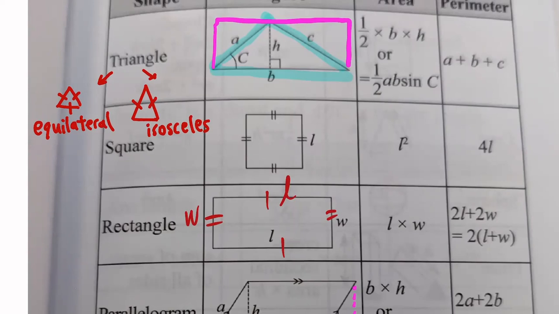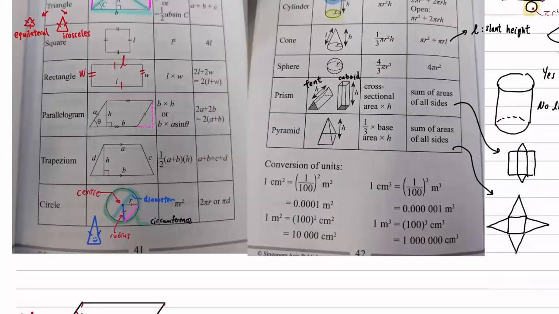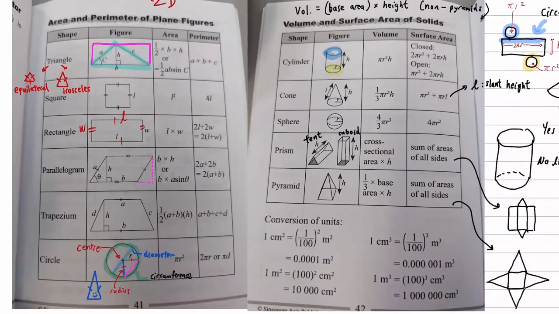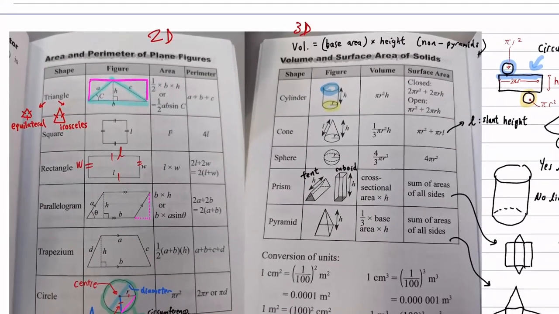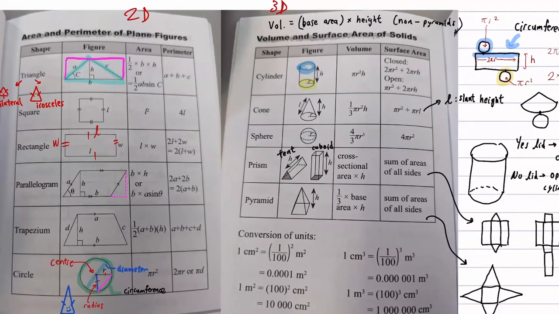I didn't put it on the same page, but you can go and refer to it on your own. Okay, then that's for 2D shapes. How about 3D? For 3D, you have these shapes here: cylinder, cone, sphere, prism, pyramid.